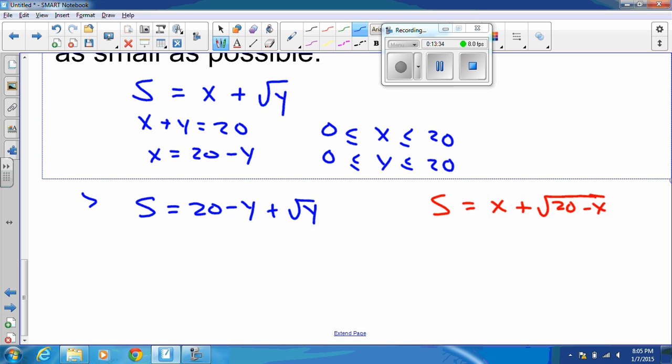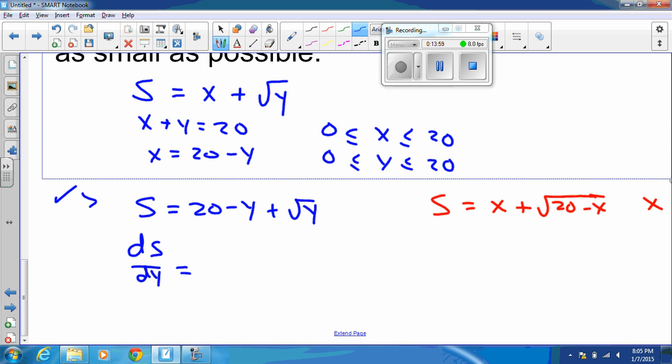All things being equal, I would rather take the derivative of this expression right here. And so I'm going to choose this one rather than the one over here on the right. Neither one is wrong. It's just that one is easier than the other. Okay? So now that we have our expression, we're ready to find critical points.